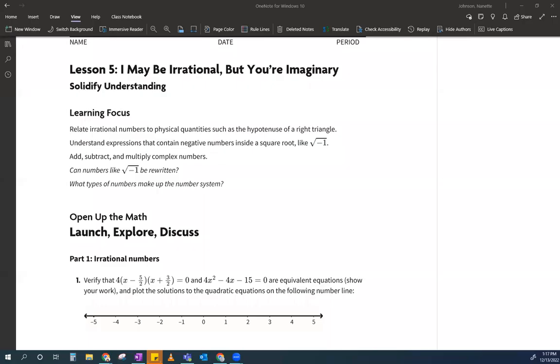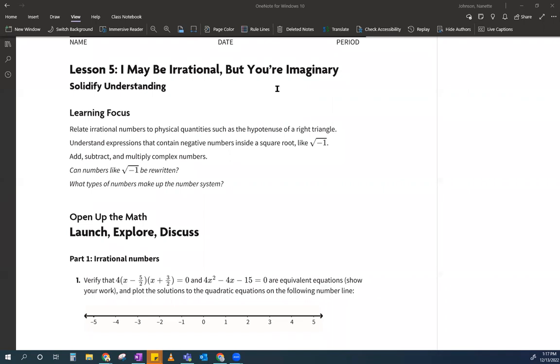All right. So we are learning lesson 3.5, which says, "I may be irrational, but you're imaginary." So we're going to learn about a whole new set of numbers that you've never learned. And I'm kind of excited because this is like the point in, say, third grade, when you used to say things like, no, you can't divide 5 divided by 2. It doesn't go into it evenly.